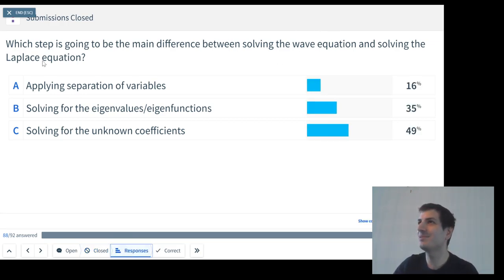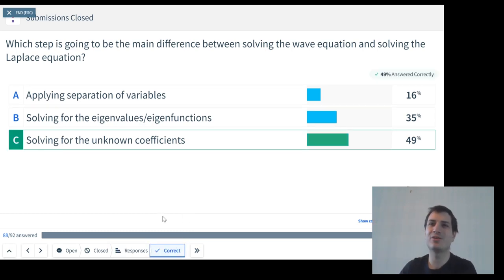So 16% of people think applying separation of variables will be different. 35% of people think it will be solving for the eigenvalues and the eigenfunctions. And close to 50% of people think it's going to be solving for the unknown coefficients. Hopefully you remember now, the way you solve PDEs is you do separation of variables, then you solve an eigenvalue problem to get the general solution. And once you have the general solution, so far we've used the initial conditions to solve for the unknown coefficients. This problem does not really have an initial condition the same way the other ones do. And so the thing that is going to be different is solving for the unknown coefficients.